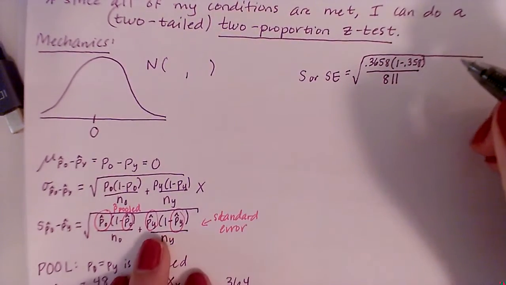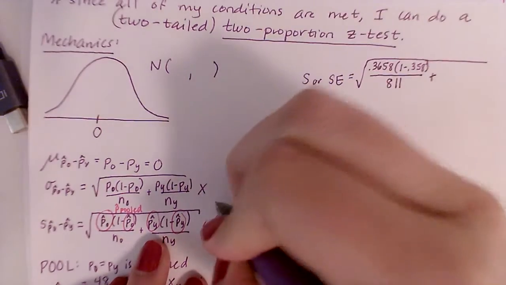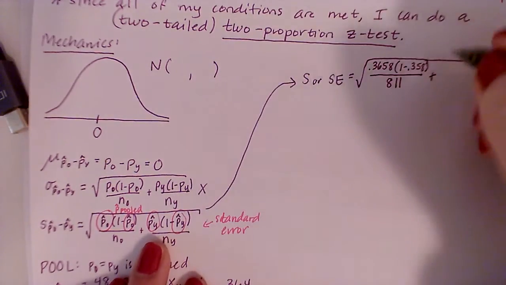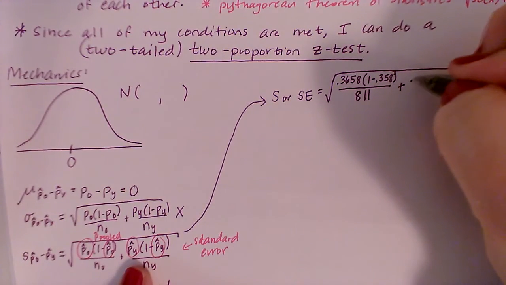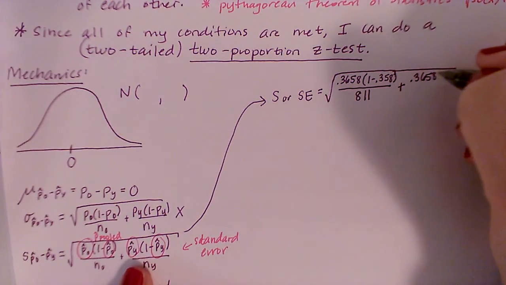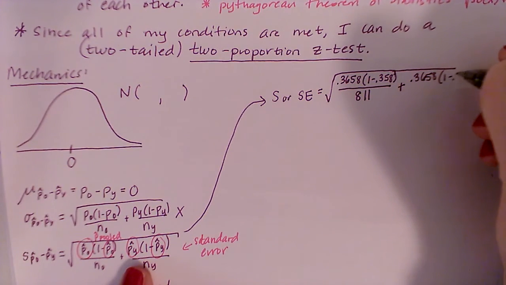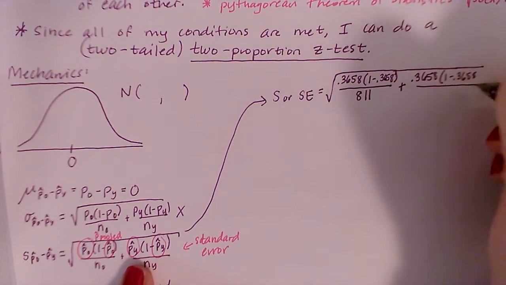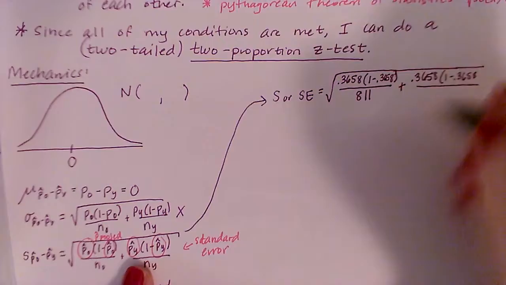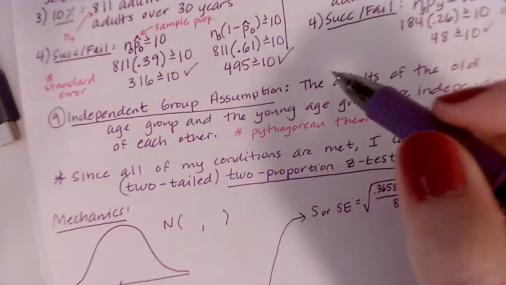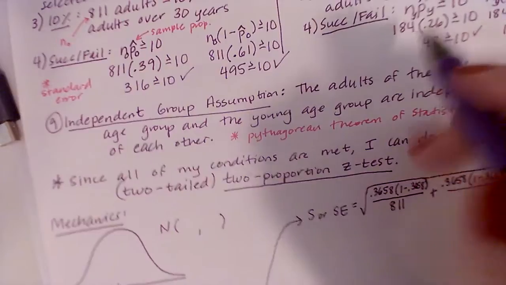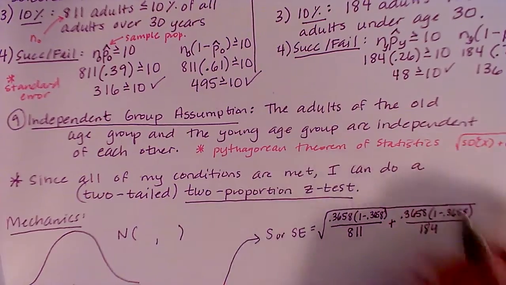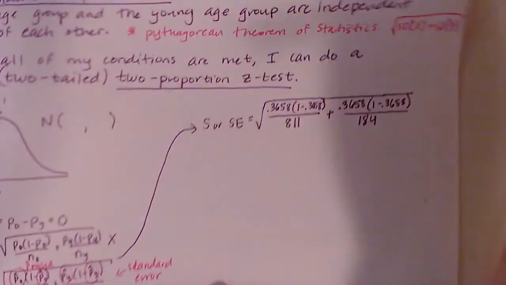So now continuing with my formula, I'm going to put a plus sign here. If I wanted to, I could have put an arrow since I could have written it out to this side, but that's okay. So now I'm going to use the same number, so 0.3658 times 1 minus 0.3658. I just realized I forgot a 6 right there, and that's going to be divided by the number of people that was in our younger sample size. Well, if I look back up here, the number of people in my younger sample size, it looks like was 184. Okay?